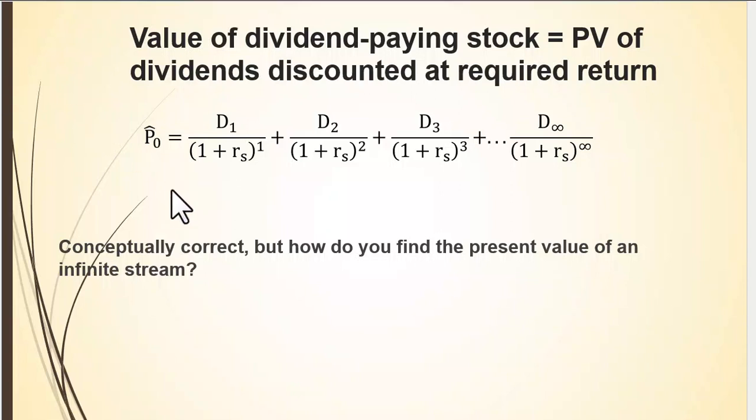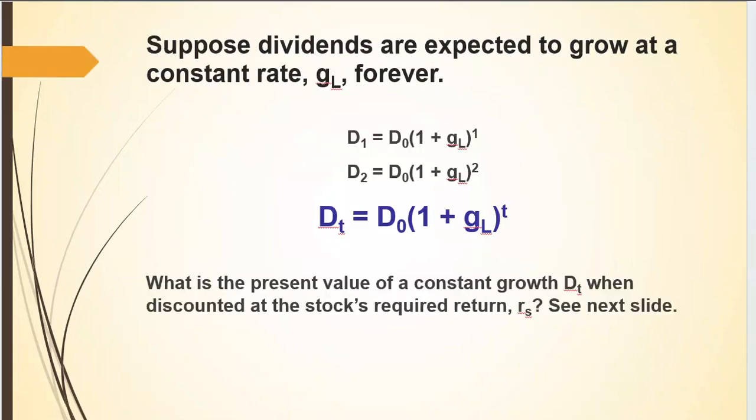So if you look, our formula is very similar. We're going to calculate the present value of all future dividends. Again, that's very difficult to do, obviously. So we want to simplify that algebraically, and we end up with a formula. Again, if they're going to grow at a constant rate, we can calculate a dividend any time in the future. So what's the present value of a constant growth dividend when it's discounted at the stock's required rate of return, R sub S? Let's move forward to the next slide.